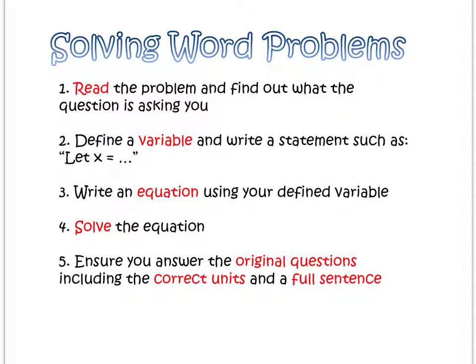In this video we're going to look at how we would use equations to help us solve word problems. So there's 5 steps that you should go through every time that you're solving a word problem. The first one is you need to read the problem and find out what the question is asking you, and sometimes you might need to read the problem more than once to fully understand it, and you might want to highlight or underline the important information in the problem.